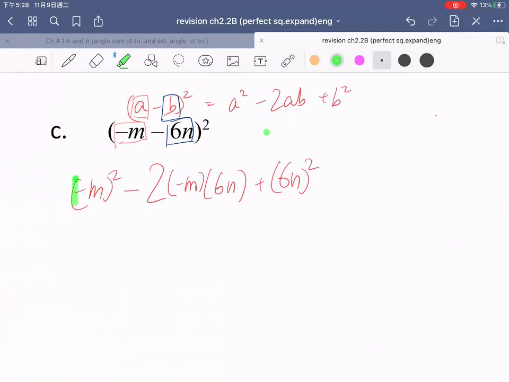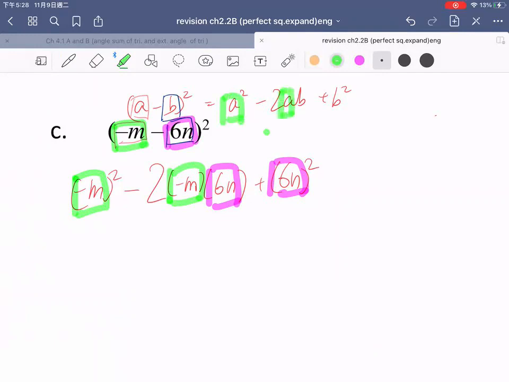A square, a, b square, b. So we have (a minus b) bracket square. (a minus b) bracket square is a square minus 2ab plus b square. Got that? We got that.